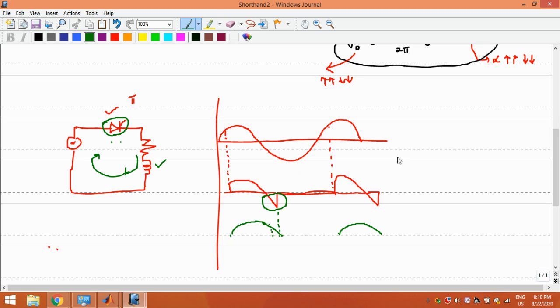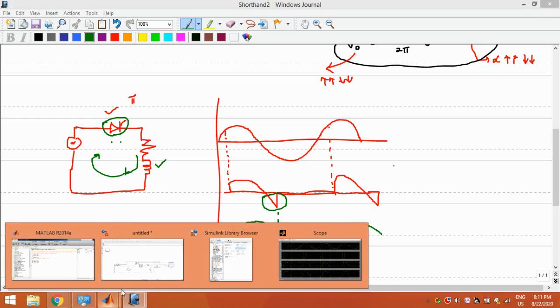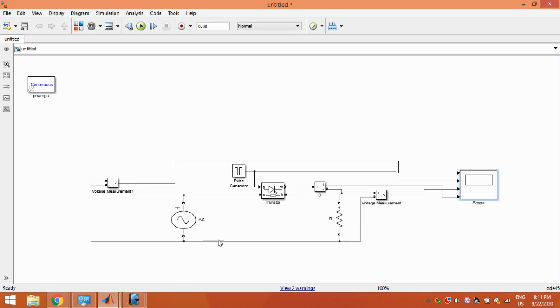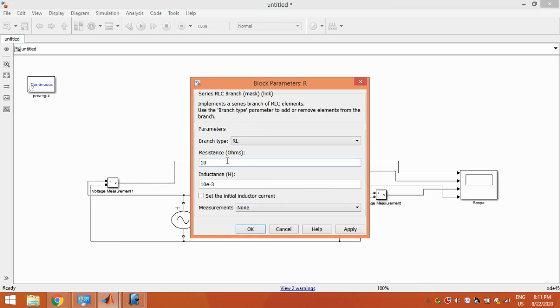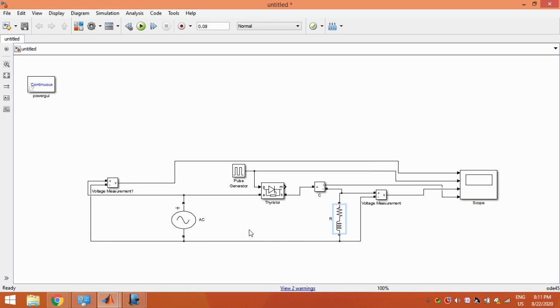So we may have a freewheeling diode, that is a different part to discuss, right? As of now, you remember that when you put an inductive load, the voltage will have a negative portion also. Let us check in a simulation how the negative voltage comes. So all I will do is change that into RL load. Okay, and then let me check how it works.